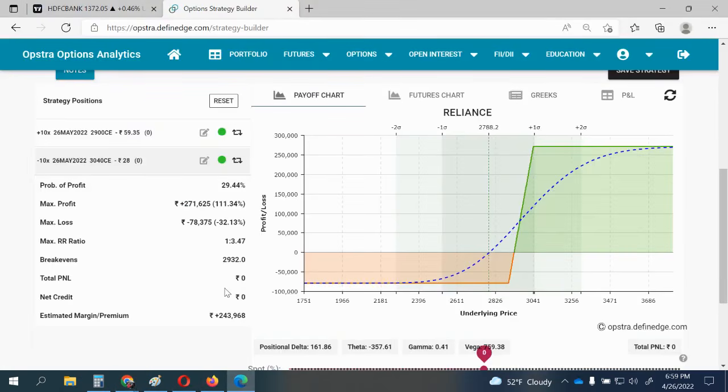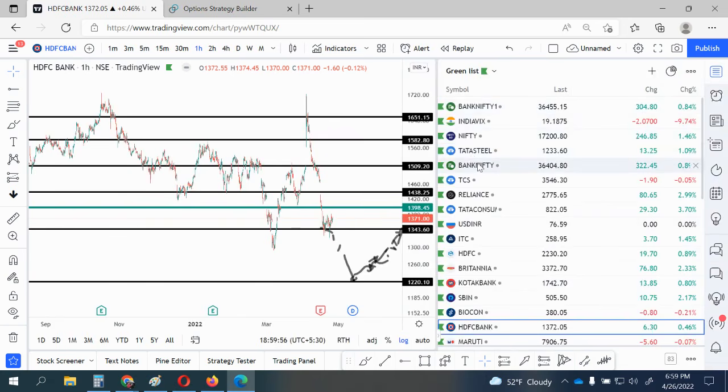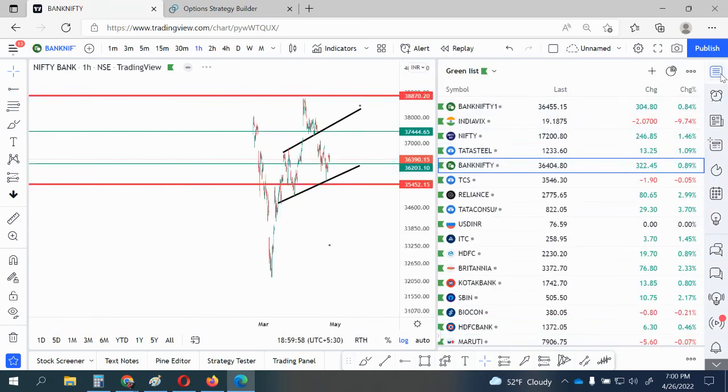So I'm not in favor of debit spreads, or in favor of the equity cash market. It all depends on individual perspective, on your risk appetite, and on how good you are at your price action. When I say price action, guys, I use only horizontal support and resistance. I'll show you one example, the way I do price action on Bank Nifty.